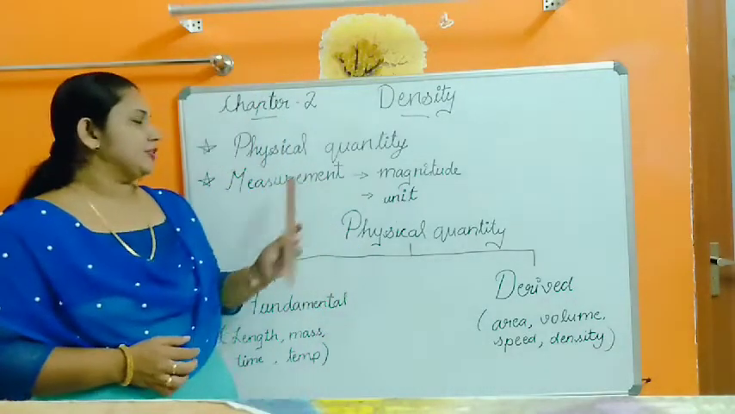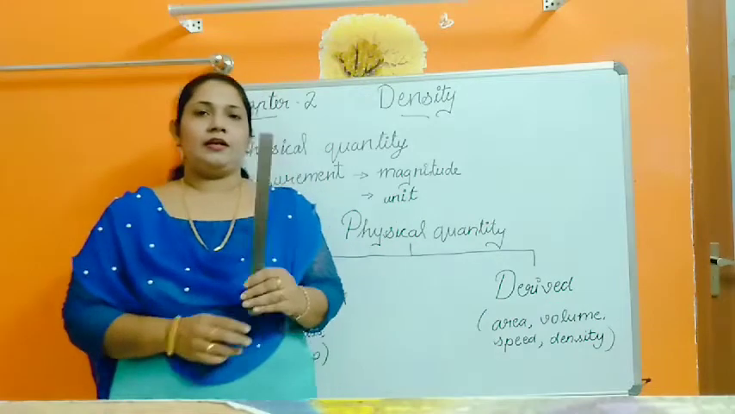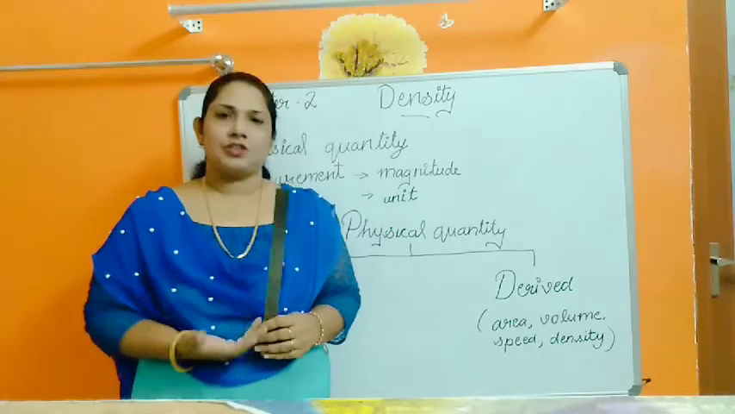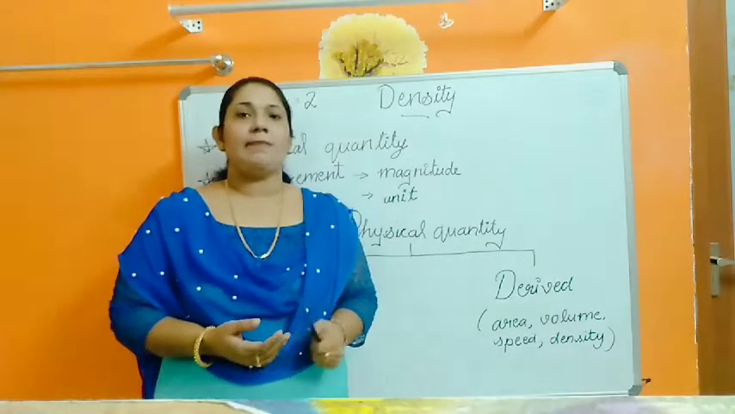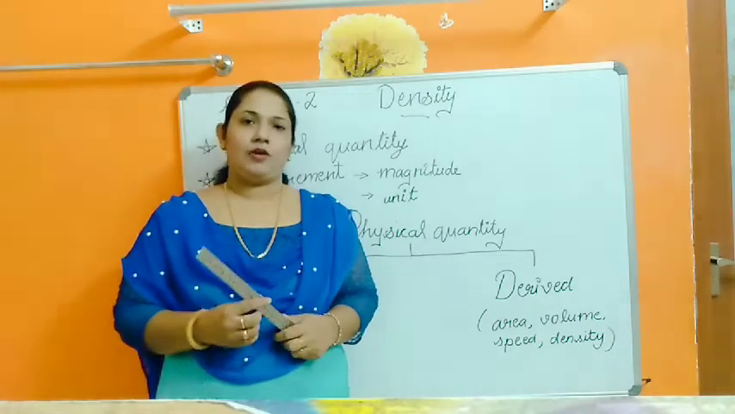Now here you can see measurement. Just now we told about measure. A quantity which can be measured is called a physical quantity. So what is measurement? Measurement is the comparison of an unknown quantity with a non-fixed quantity.